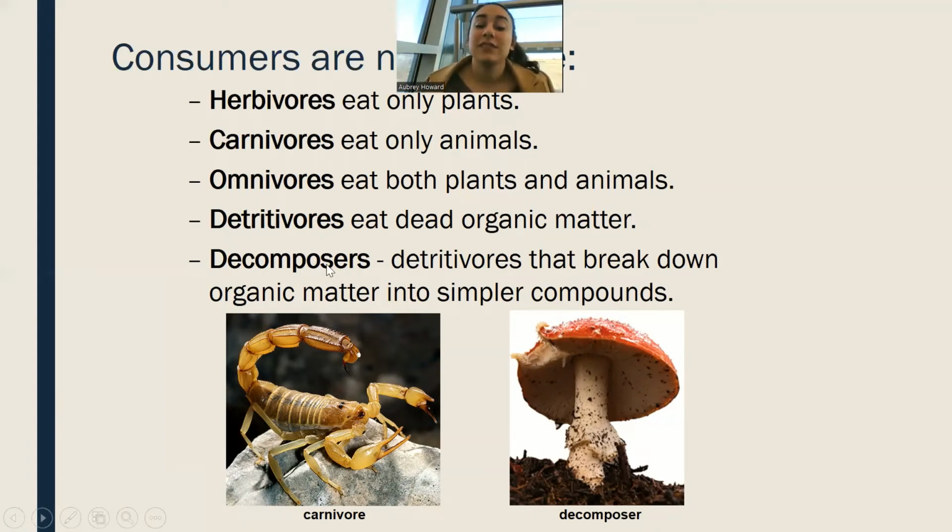And then we also have decomposers. Now, they specifically eat that dead organic matter, but they break it down. They don't go over there and consume it. They break it down into smaller substances and compounds in that process. So an example of a decomposer that's very frequently referred to would be things like fungi of different types, and also bacteria is another very common example of a decomposer.